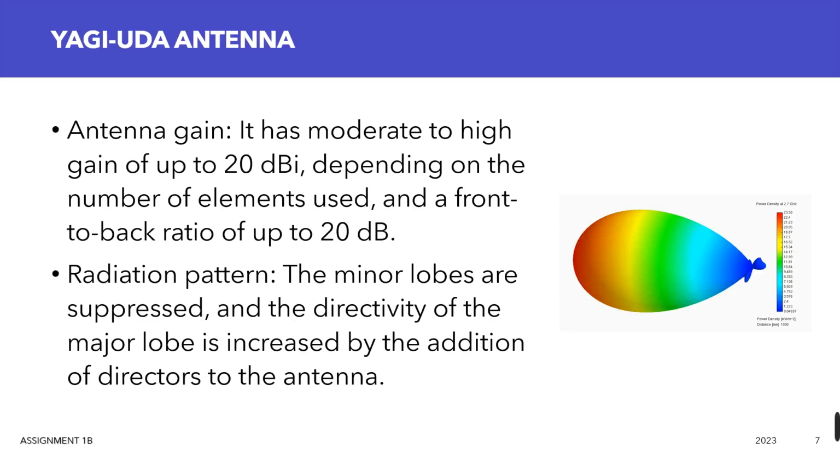And last is the Yagi-Uda antenna. The antenna gain for this is moderate to high, up to 20 dBi, depending on the number of elements used, and a front-to-back ratio of up to 20 dB. For the radiation pattern, the minor lobes are suppressed and the directivity of the major lobe is increased by the addition of directors to the antenna.